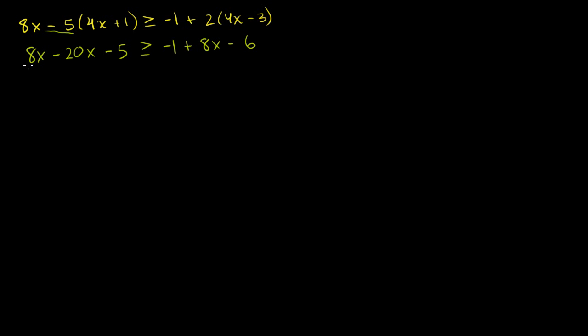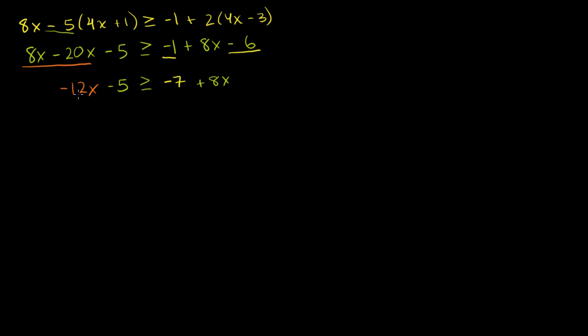And now we can merge these two terms. 8x minus 20x is negative 12x minus 5 is greater than or equal to, we can merge these constant terms, negative 1 minus 6, that's negative 7, and then we have this plus 8x left over.